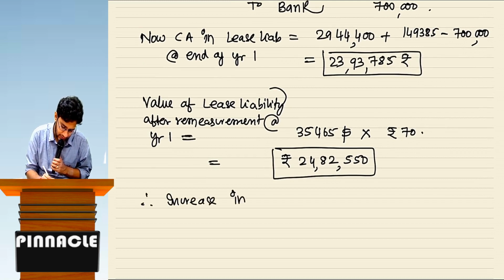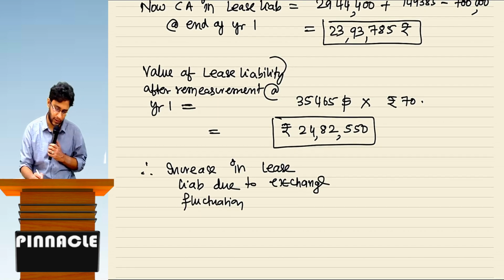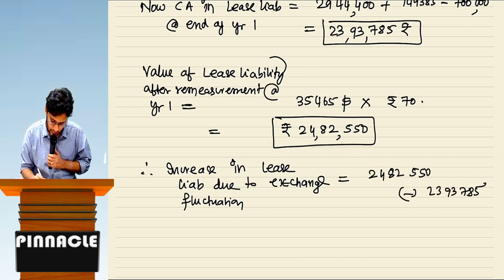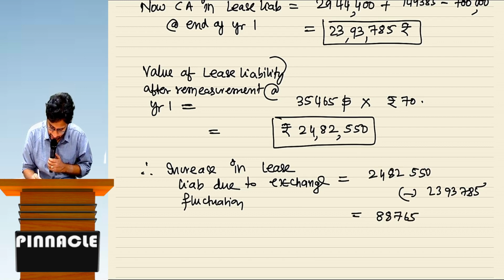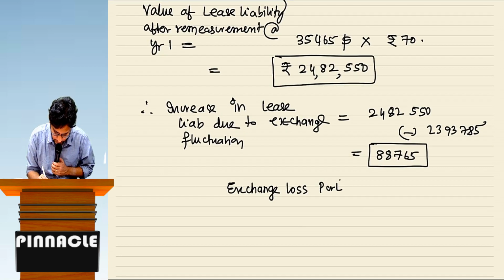Therefore, there is an increase in lease liability due to exchange fluctuation. This you can do in another way also, but this is the easier way compared to that. The difference is $88,765. For this also write the entry. Exchange loss, of course P&L, will go to lease liability.